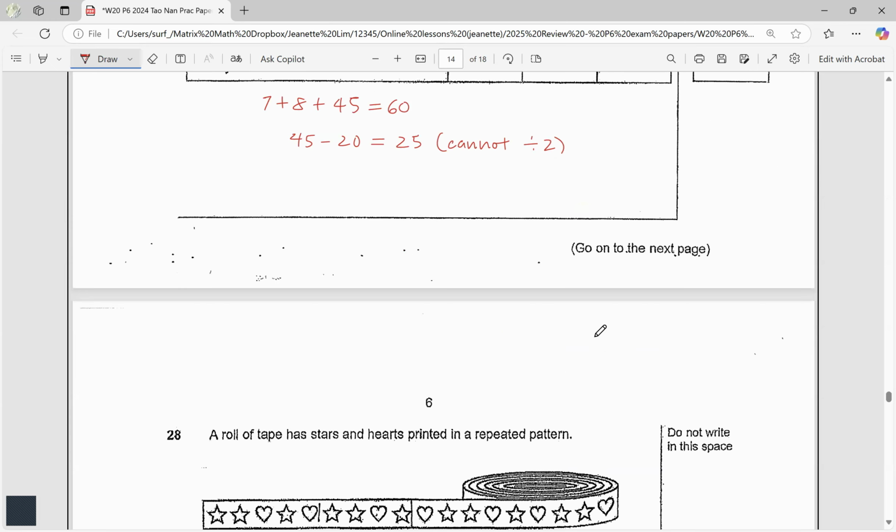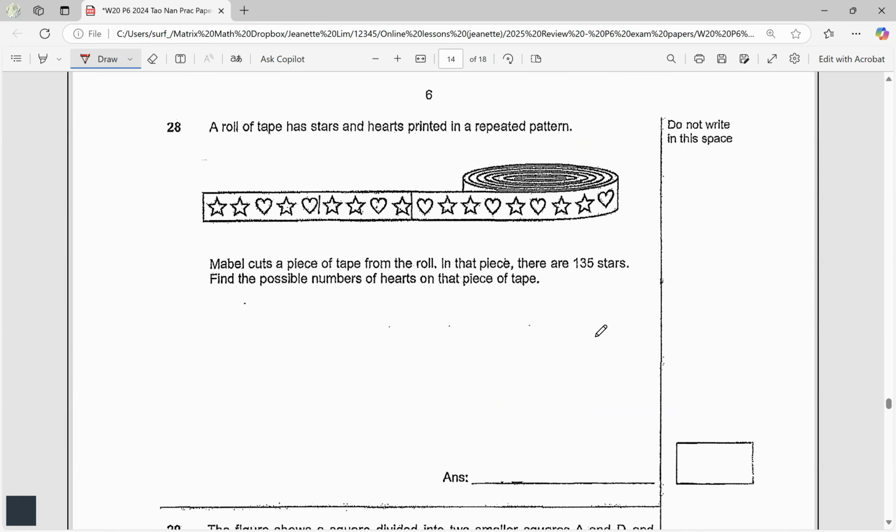Okay, question number 28, a difficult one, and I think the answer key shown gives a wrong number. So a roll of tape has stars and hearts printed in a repeated pattern. Mabel cuts a piece of tape from the roll. In that piece, there are 135 stars. Find the possible numbers of hearts on that piece of tape.